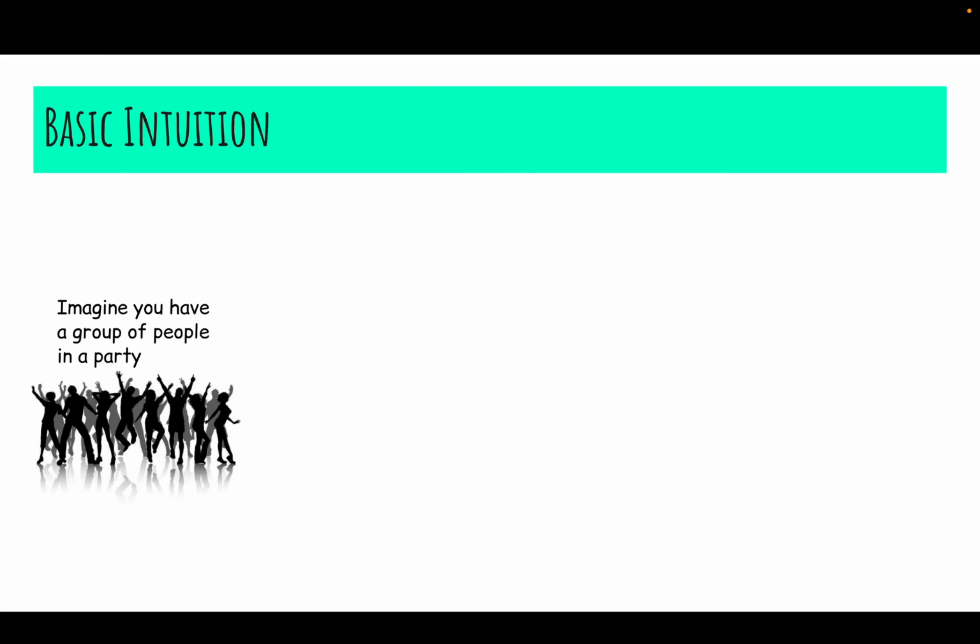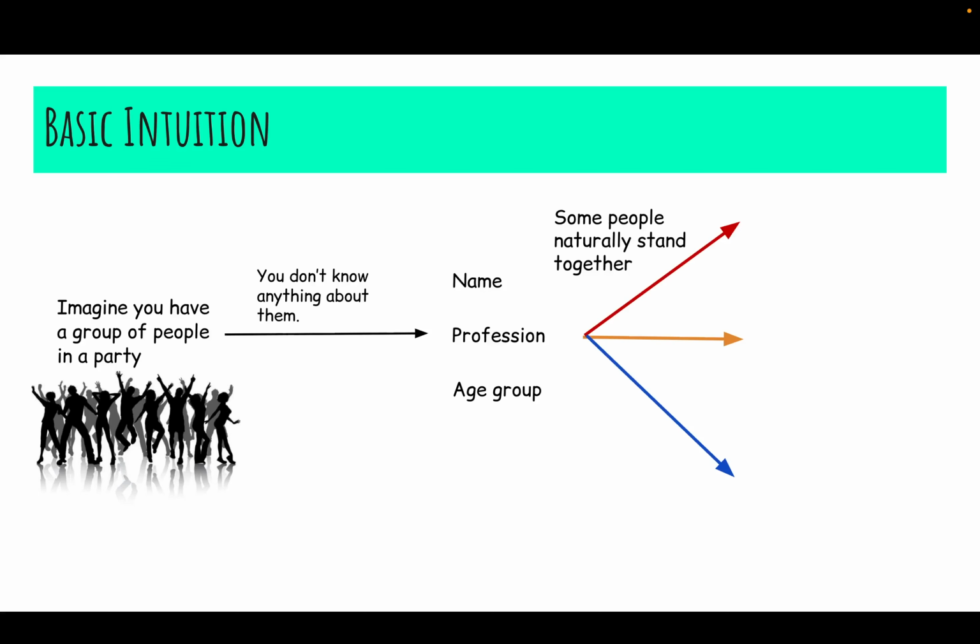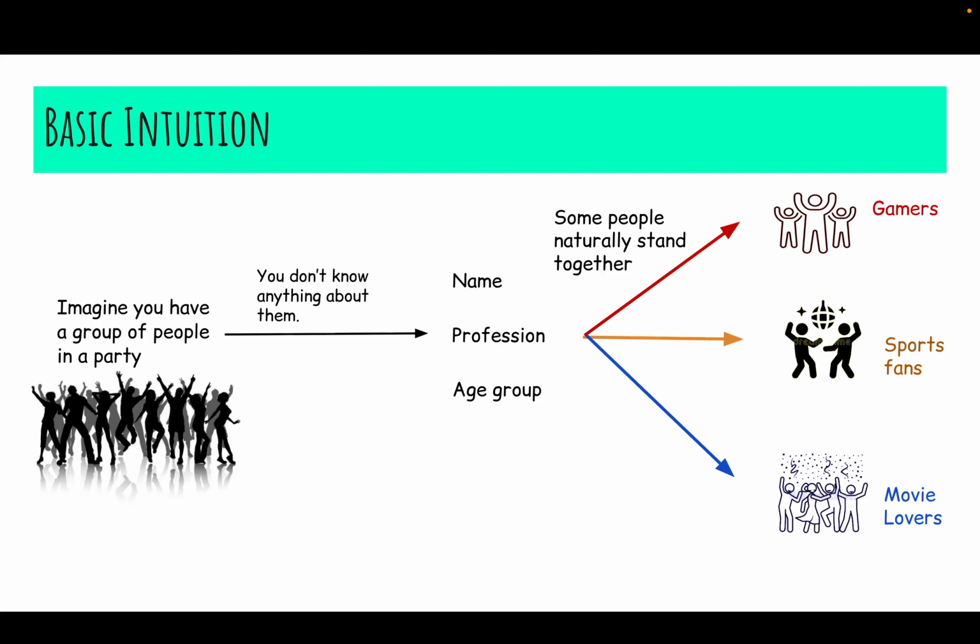Imagine you have a group of people at a party and you don't know anything about them. For instance, you don't know their name, profession or age group. But after some time, you see that these people are standing in groups of a certain nature. For instance, some of them are gamers, some of them are sports fans, and some of them are movie lovers.